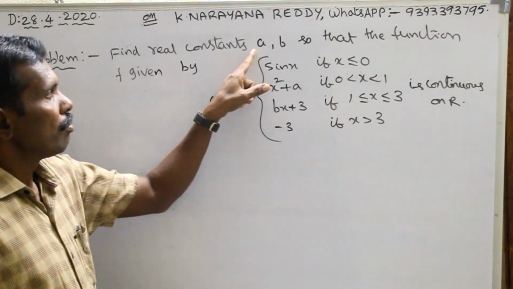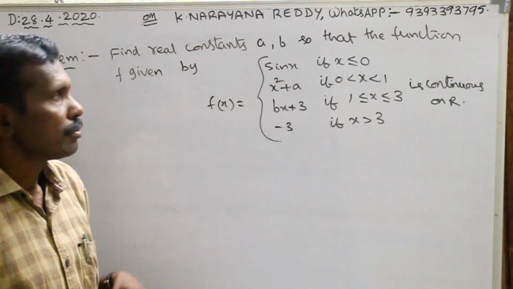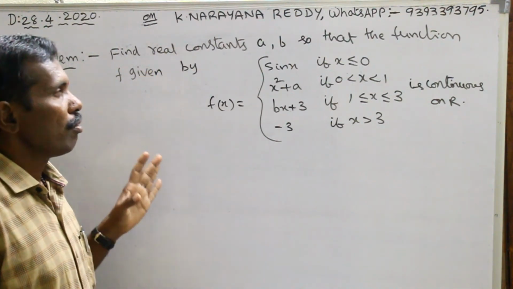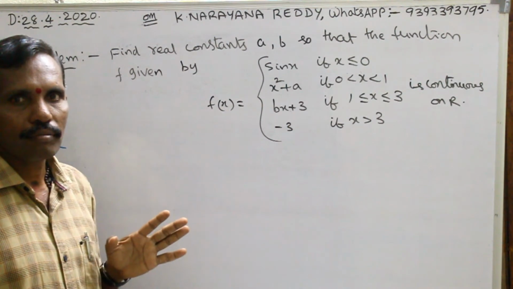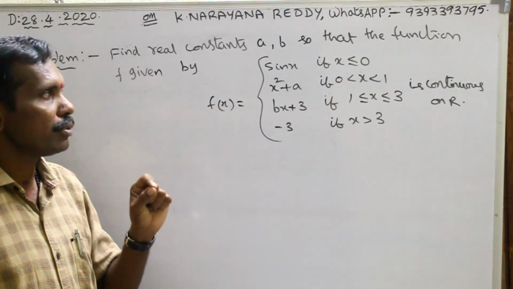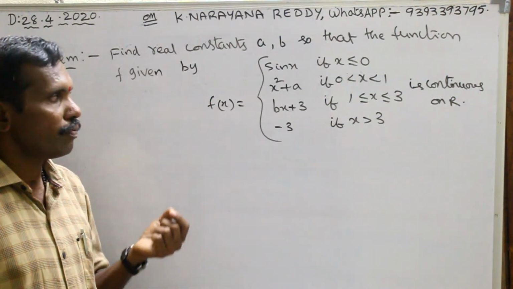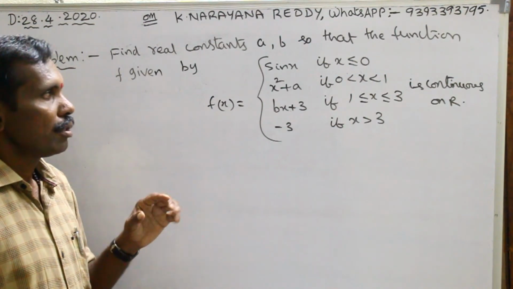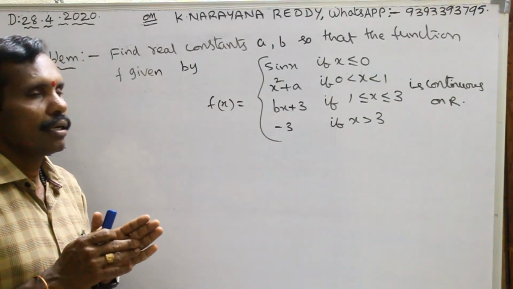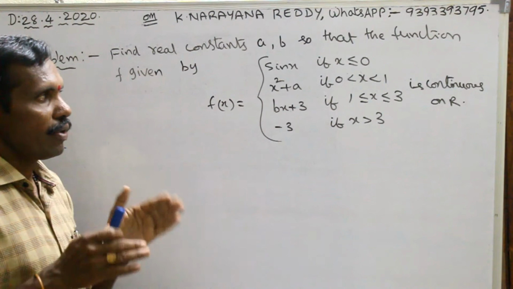Now, in this problem we want the values of a and b. Those are real constants. How to find? Simple. First we can take 0. 0 means left hand limit, right hand limit. You can take 0 minus, 0 plus. After that you can take 3, left hand limit and right hand limit. If the function is continuous, those two are equal. That is the way of doing the problem.